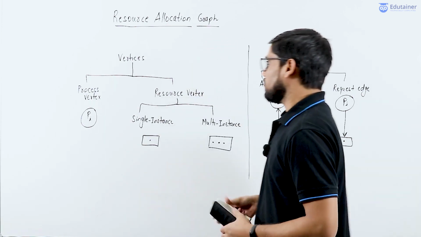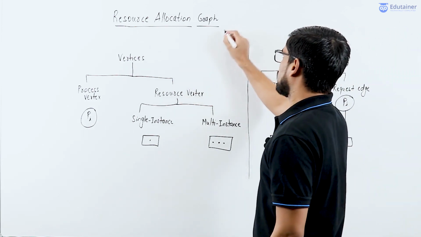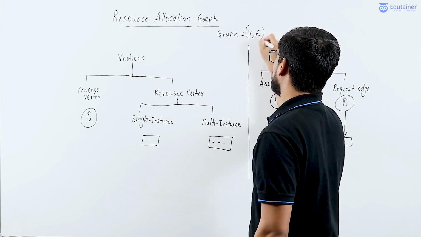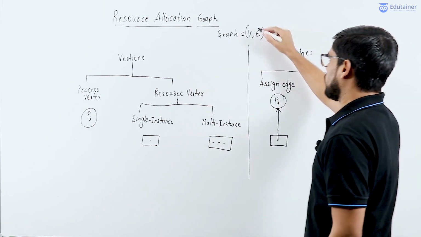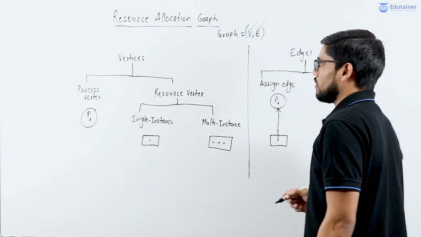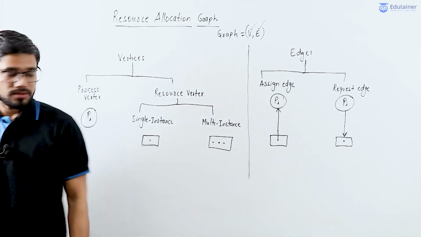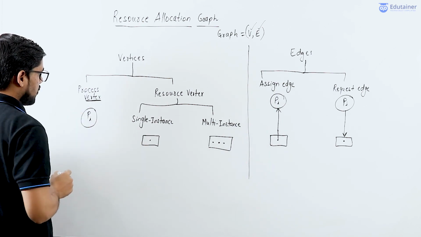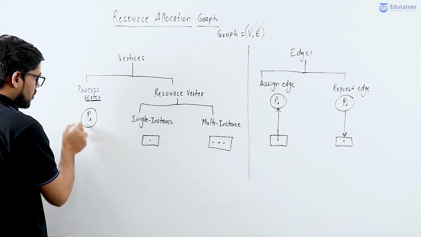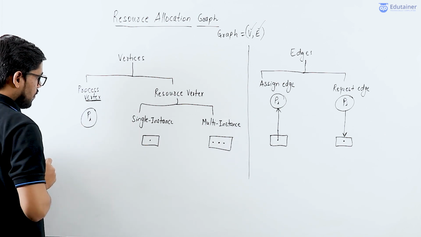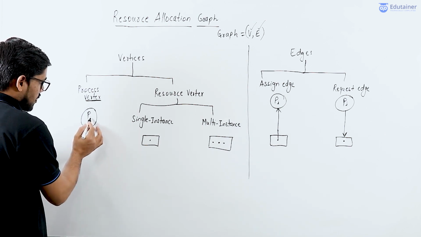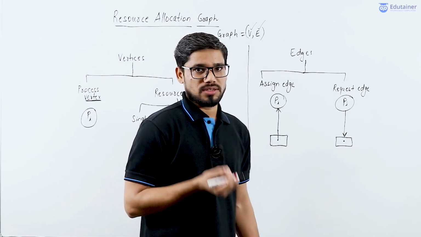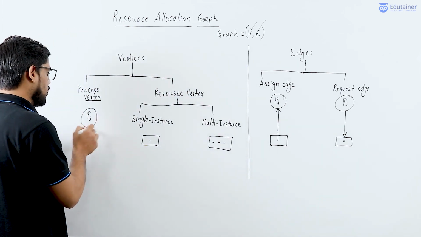So in the resource allocation graph, first of all, what is a graph? A graph is the combination of vertices as well as edges. So we have to cover the vertex part as well as the edge part. Let's see the vertex concept first. A process vertex is represented by a circular shape, and inside the circle we write the process number. Here Pi is given, where i represents any process number. For example, if I want to represent process P3 as a vertex, then I will write P3 inside the circular shape.